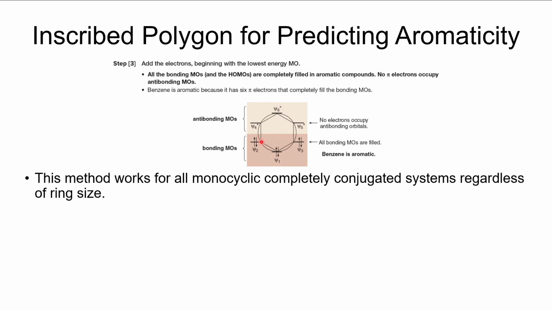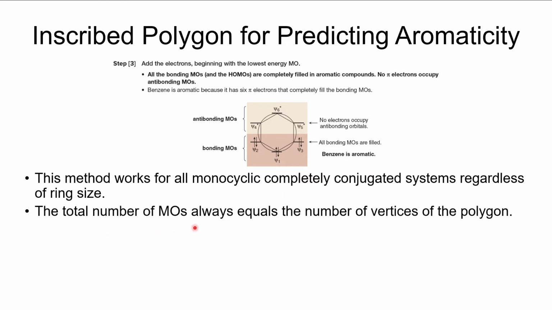Now, there are some limitations to doing the Inscribed Polygon Method. It only works for monocyclic, completely conjugated planar systems. If it meets all of the requirements where it's cyclic, completely conjugated, planar, then it has to also be monocyclic. So we can only have one ring. In other words, something like naphthalene, where we have two rings that are joined together, that's not going to work for this method. There is something we can do with that, but it's not going to use this particular method.